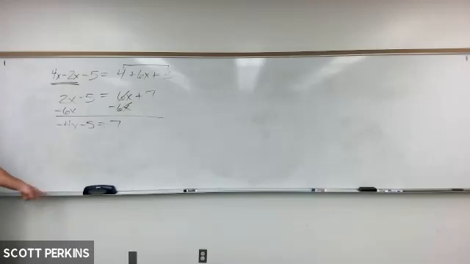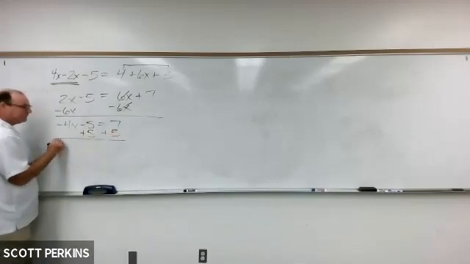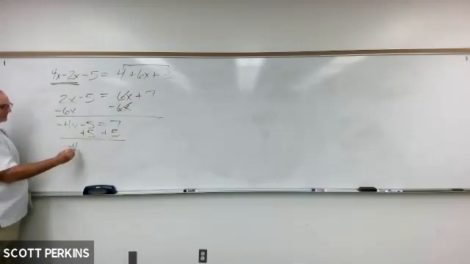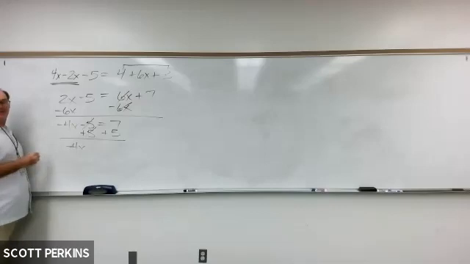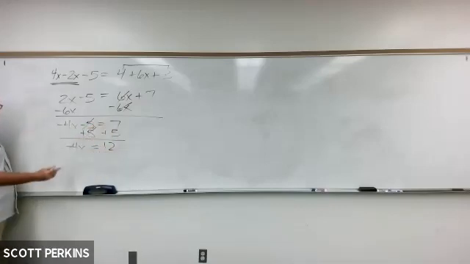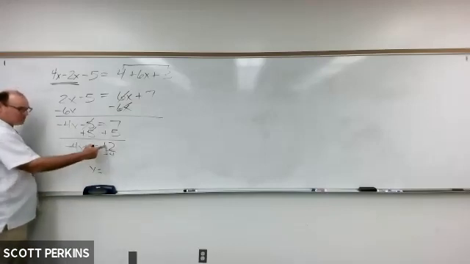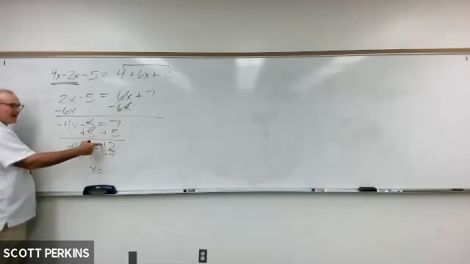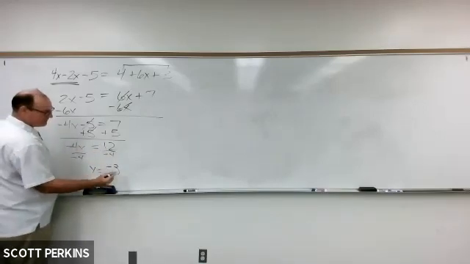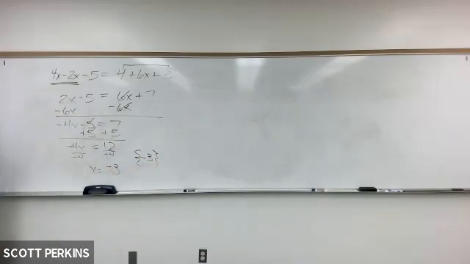Same thing every time, just different numbers. I'm going to add 5 this time. This is step number 2. -5 plus 5 cancels. 7 plus 5 is 12. And then last but not least, 12 divided by -4, positive divided by negative is -3. And there's my solution set. Did I lose anybody there?